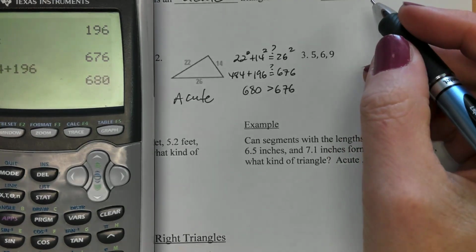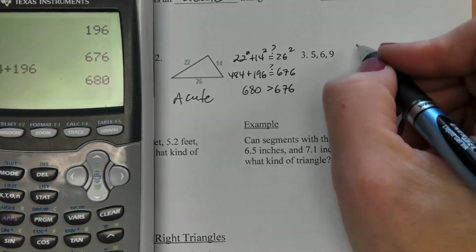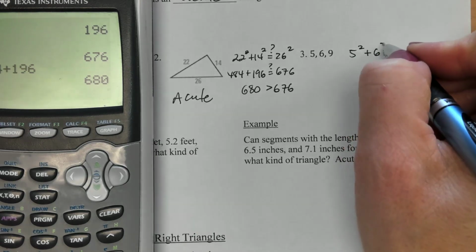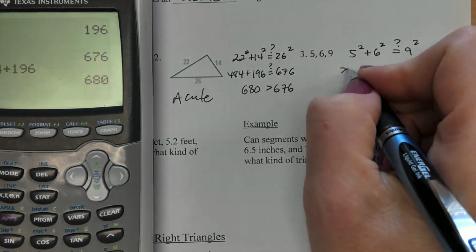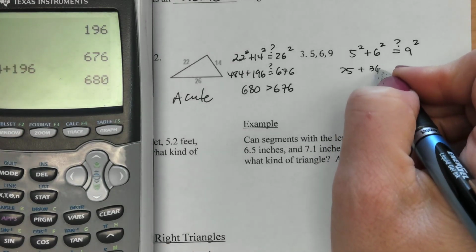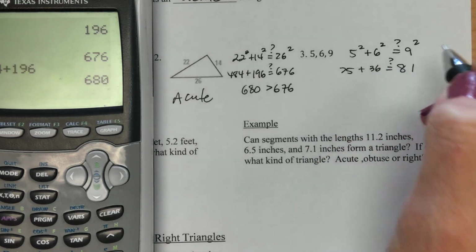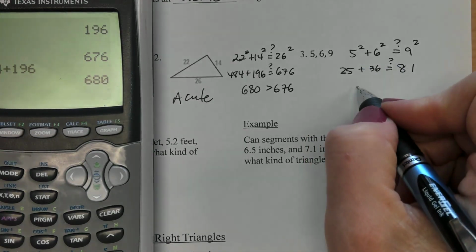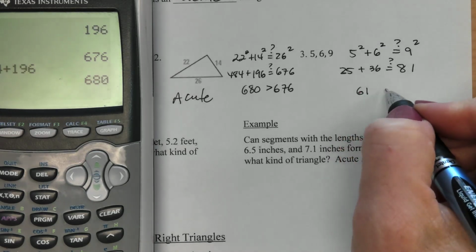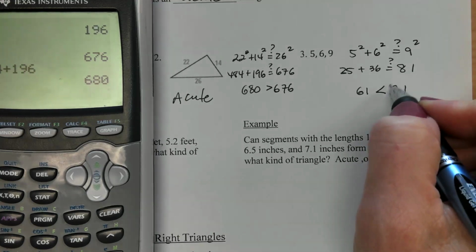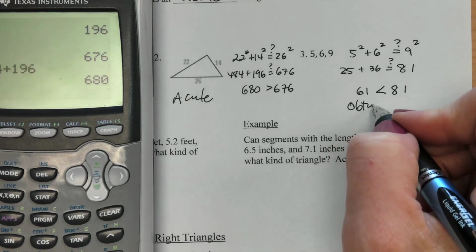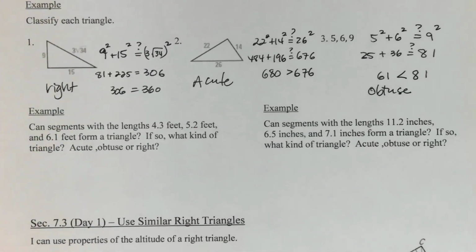Last one, I've got 5, 6, and 9. So 5 squared plus 6 squared, and we're checking to see how it compares to 9 squared. So 25 plus 36 is 61, and that is less than the 81. So that means your hypotenuse is really big, which makes it an obtuse triangle.